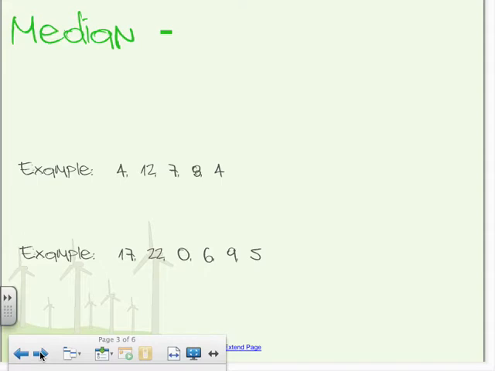Next one is median. If you've heard of a median on the highway, it's the grassy part in the middle, or sometimes it's a little piece of concrete in the middle. Median basically means just the middle, right? So the middle number.